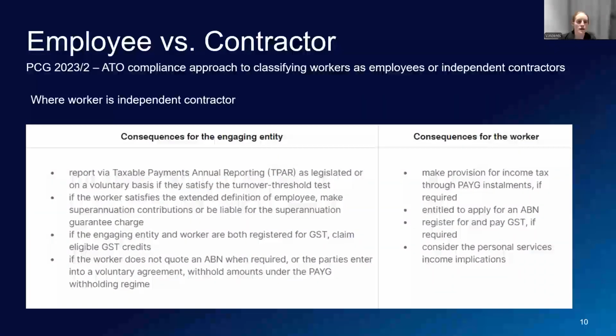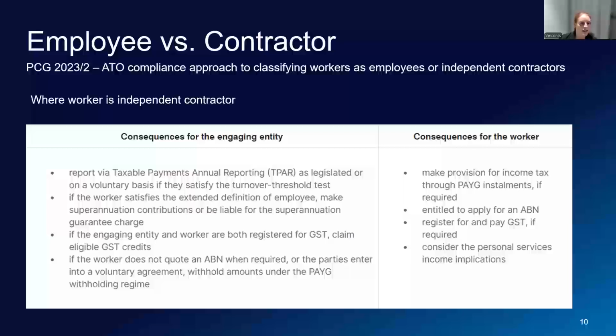And then where the worker is an independent contractor, the consequences for the engaging entity is that you must report via the taxable payments annual reporting. So you might have heard this referred to as a TPAR report. So no single touch payroll, but you still must lodge that TPAR report each year. If the worker satisfies the extended definition of employee for super guarantee purposes, then you will still be required to make super contributions, and that is really important, not to assume that just because you've got a contractor, you won't be liable for that. You very much may be liable.